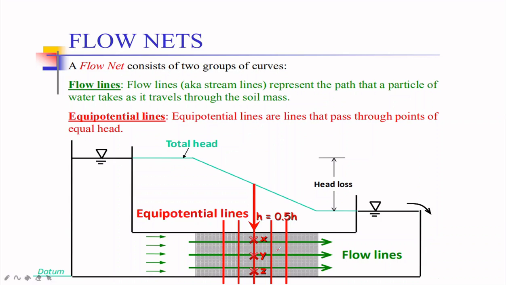Okay, this green color are flow lines. If the flow lines are green color, then what about the head? Here at the cross section, the heads will be the same. Okay, same head. Here they are mentioned x, y, z. So at x, y, z the heads are same, that is h is equal to 0.5 h.